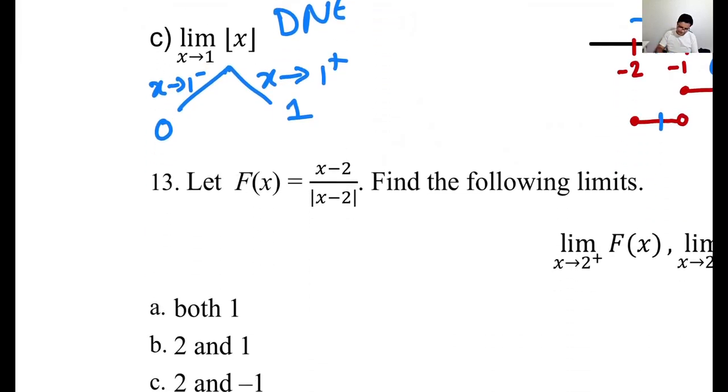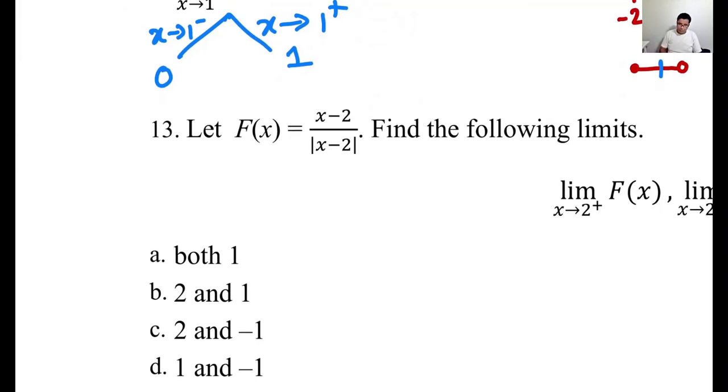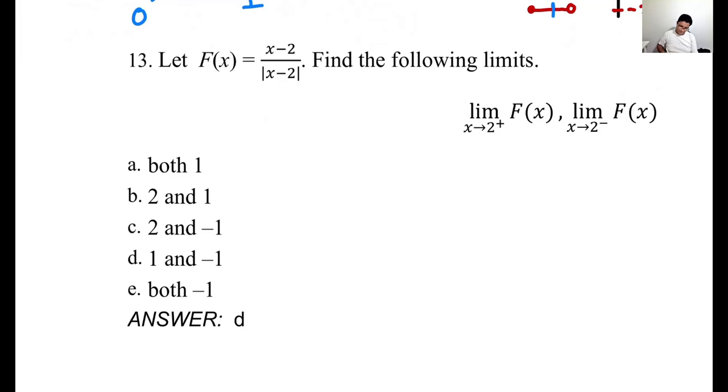Okay, moving on. Find the following limits. This is about the absolute value function. As x approaches 2 from the right and 2 from the left, we have to do both of them. Let's look at the right side.